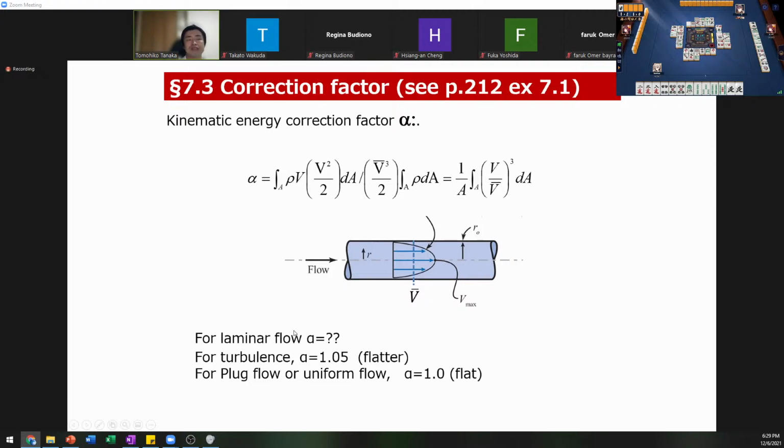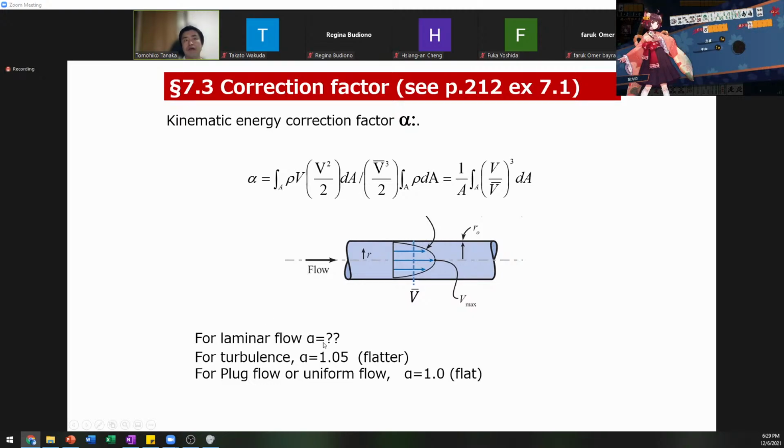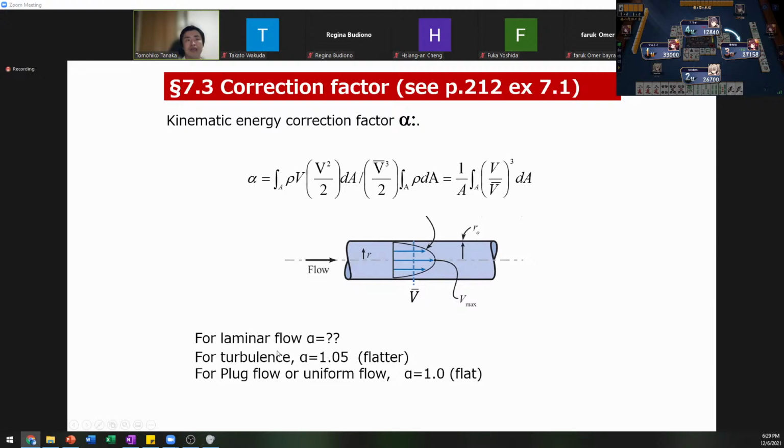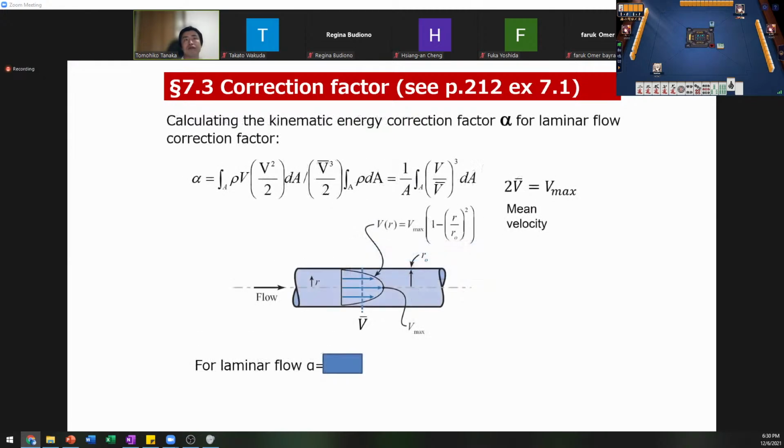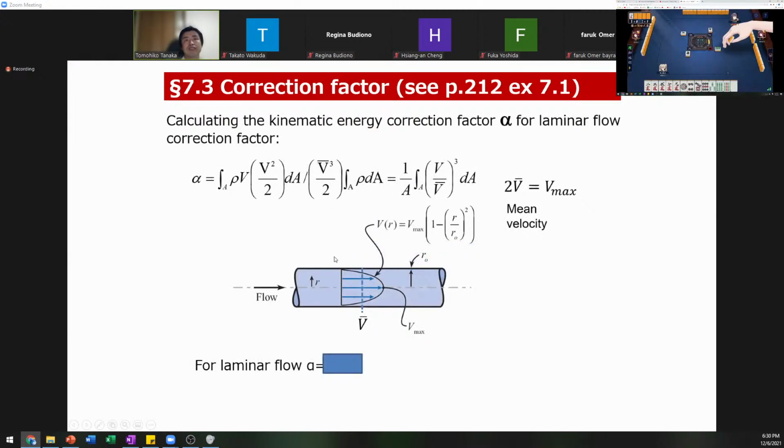But the important thing is what alpha is for laminar flow, turbulent flow, and uniform flow. For the uniform flow, alpha is 1, okay? And then for the turbulent flow, alpha is 1.5. And for the laminar flow, what's alpha? That's the question. Can you try to calculate the alpha for the laminar case?